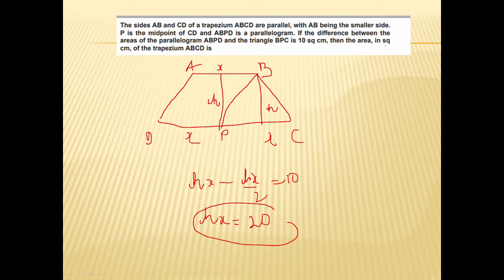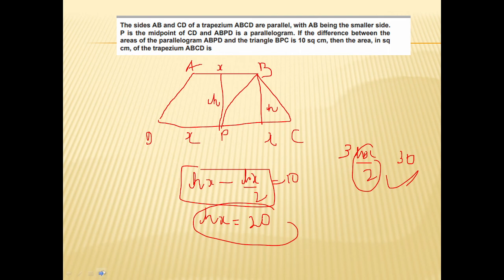The question then asks: what is the area of the trapezium? This is the sum of both. These two will be added, and we will get the area of the trapezium. So this will be 3hx by 2. hx by 2 is 10, so 30 is your answer. Super easy question.